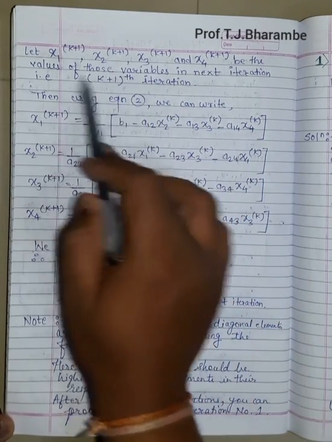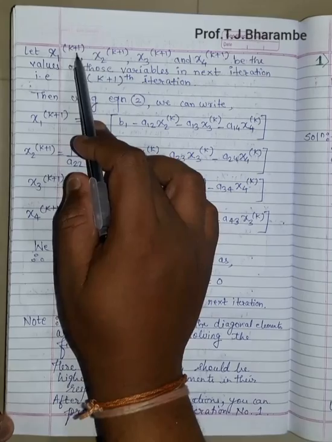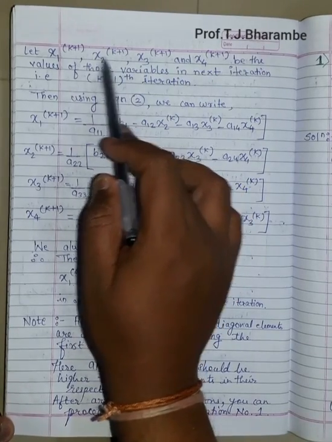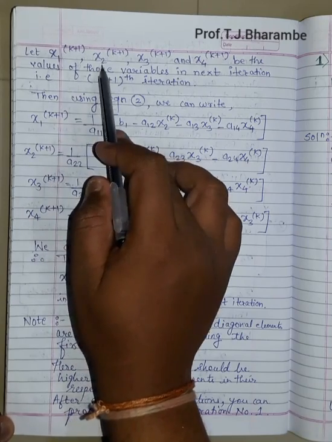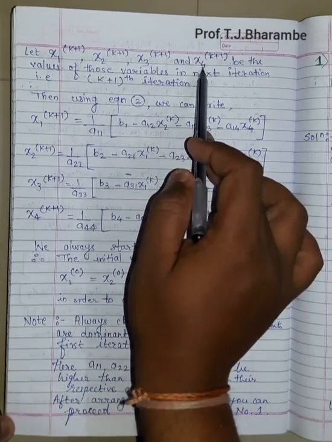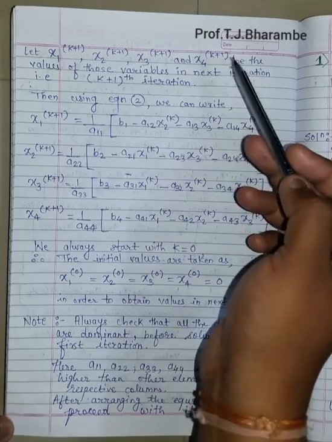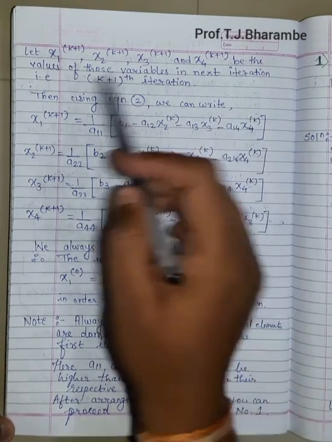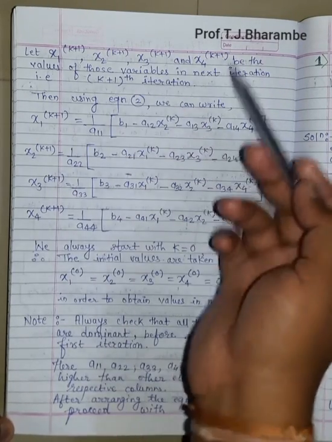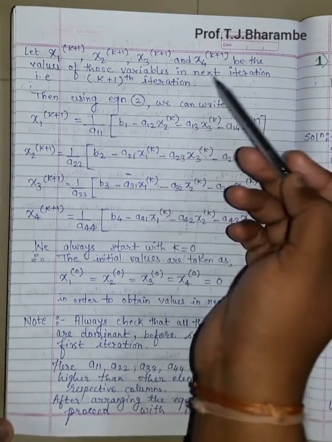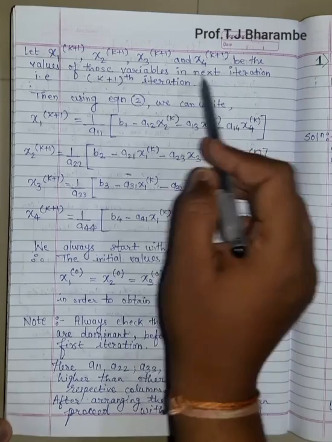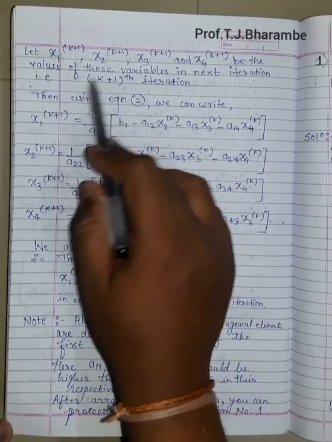See here, why we have written k plus 1 here? Because we want to obtain the value of x1, x2, x3, x4 at next iteration, and our first iteration in this case was kth iteration, and our second iteration, or you don't consider it second iteration, just consider it as next iteration. Our next iteration is k plus 1th iteration.